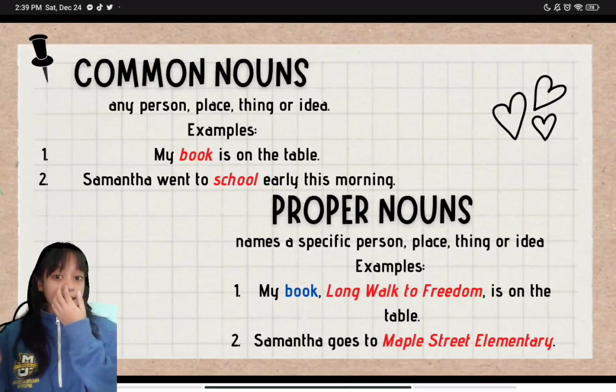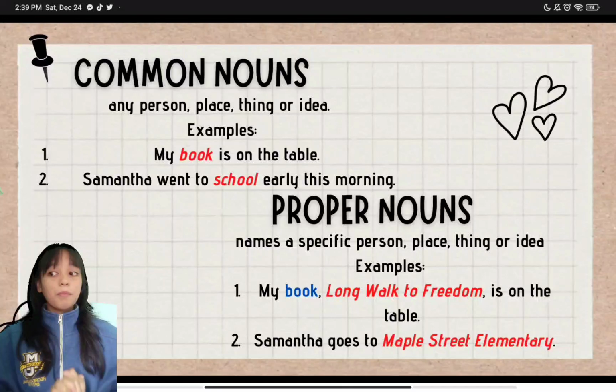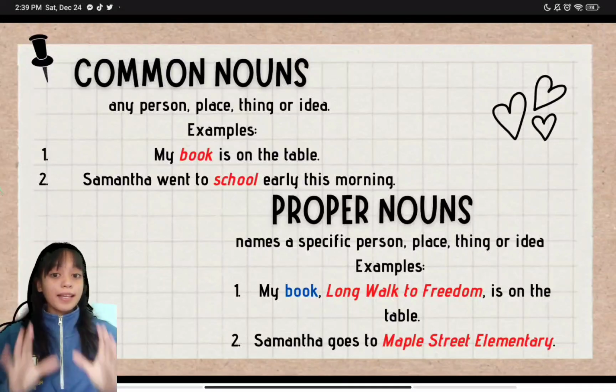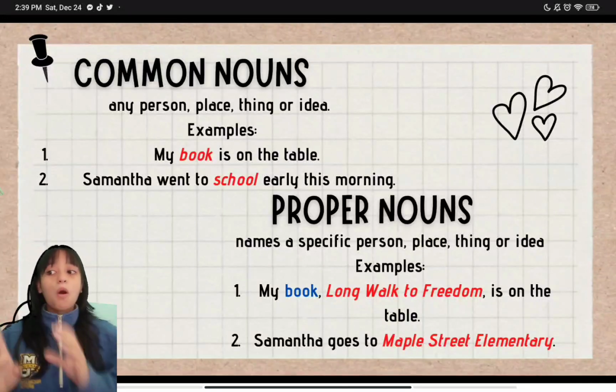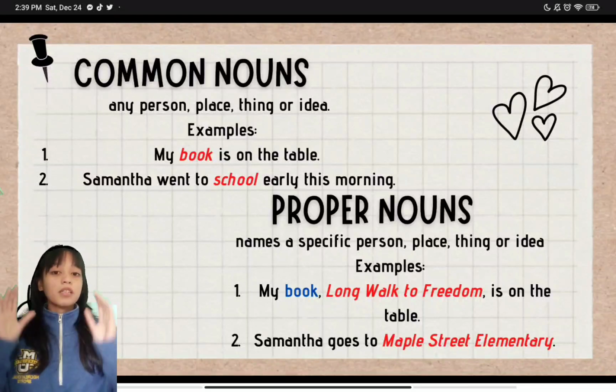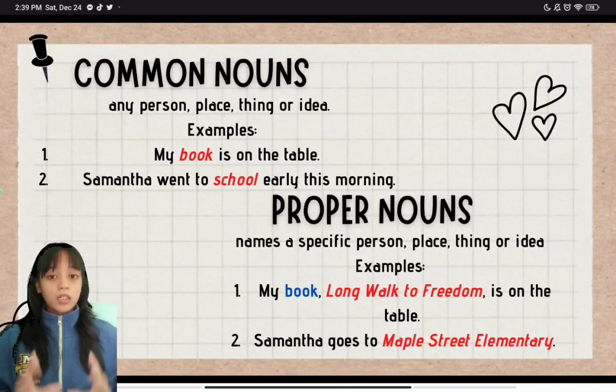So what book is that? It's the book Long Walk to Freedom. So that is the proper noun, the Long Walk to Freedom. Okay, because it's a specific book.